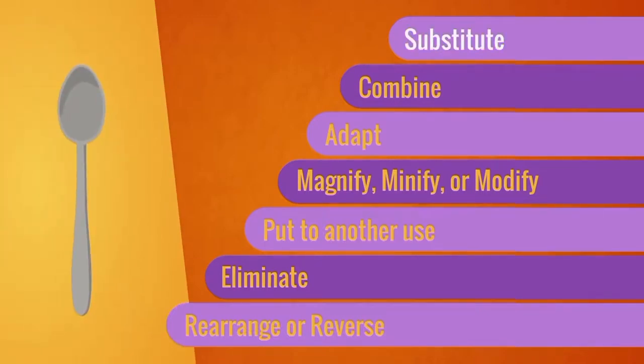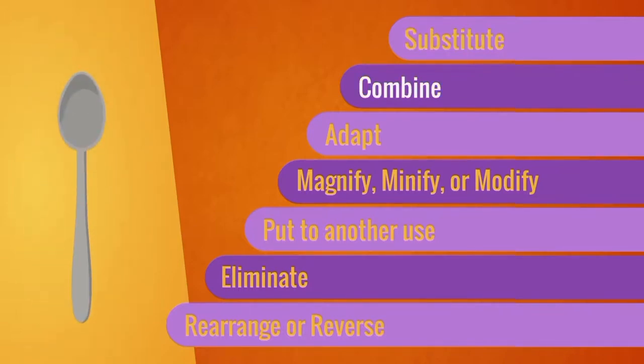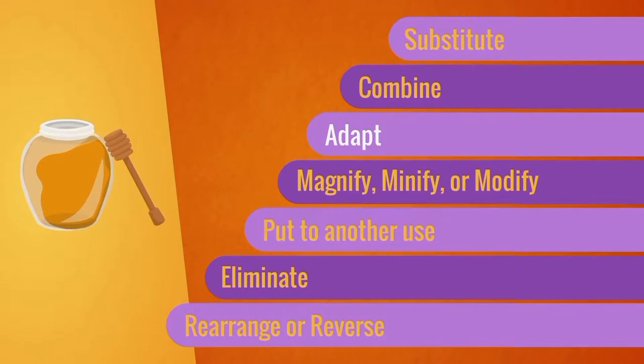Substitute. What can we replace a spoon with that will do the same thing? One example could be a shell or a whisk. Combine. Is there anything we can combine with a spoon to give it another use? This could be a spork. Adapt. How do we adapt a spoon for a different use? Think about measuring spoons or a honey spoon.